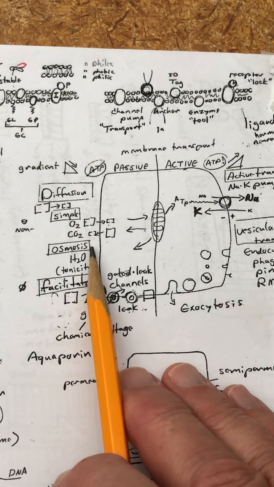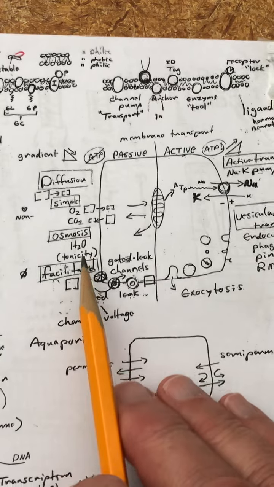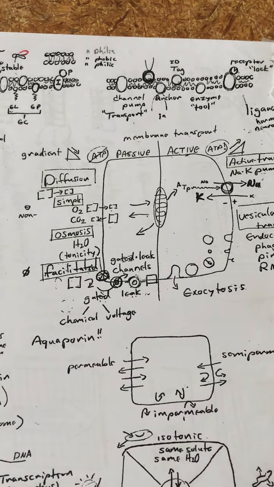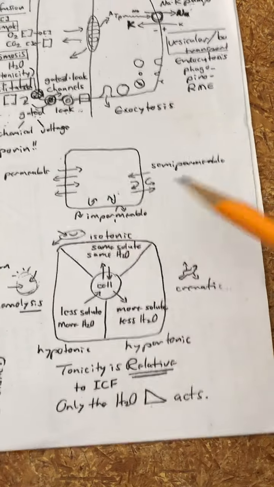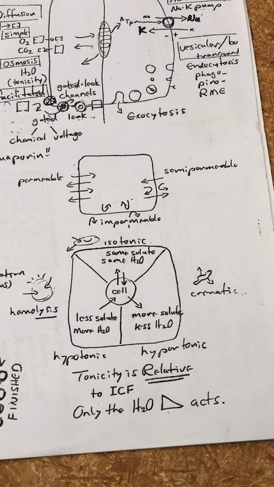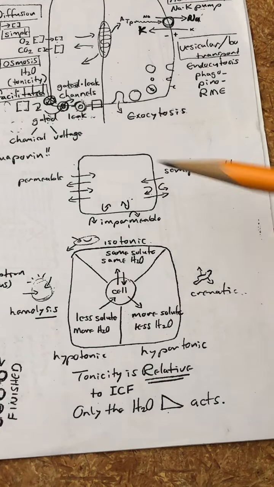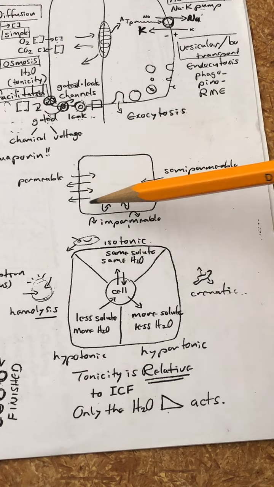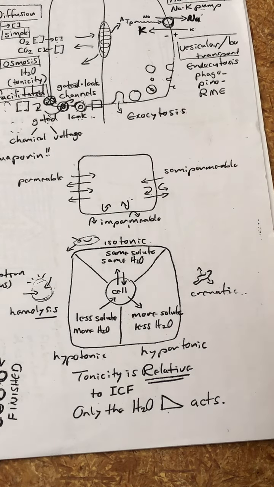Osmosis, a bit more complicated. Osmosis is the diffusion of water through a semi-permeable membrane. And that's what this silly little picture down here is supposed to remind us of. Here we have an example of something that is freely permeable. Things move across the cell membrane, no hindrance at all.